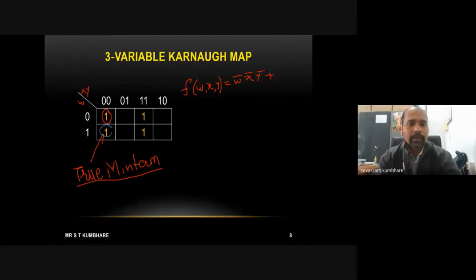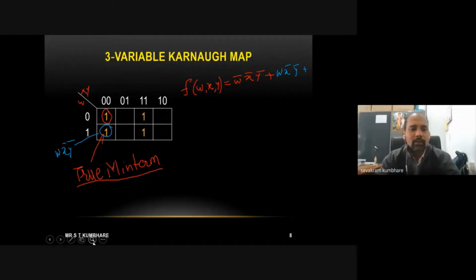So I can take this. This cell is having value. W is 1, so I can write down W. X is 0, Y is 0, so I can mention X bar, Y bar. So this becomes W, X bar, Y bar. Next plus, because this is over.